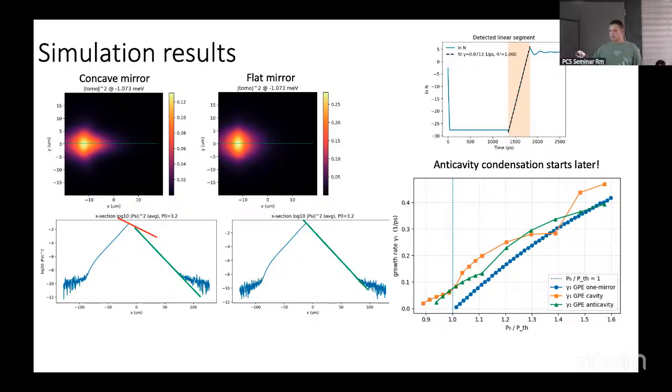for both cavity and anti-cavity cases, the pumping threshold is lower than for just one mirror. We should observe that this behavior of growth rate is nonlinear compared to the one mirror case, and we should observe that the pumping threshold for cavity is lower than for anti-cavity.